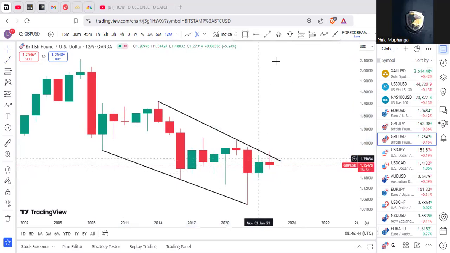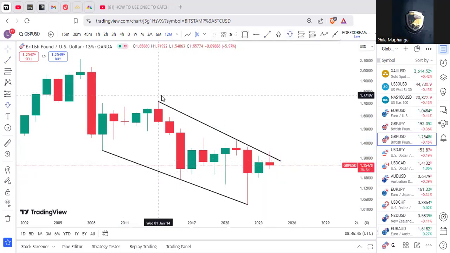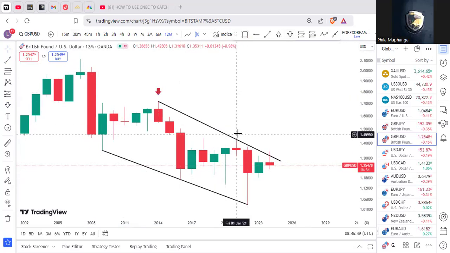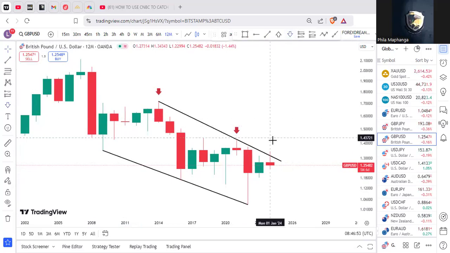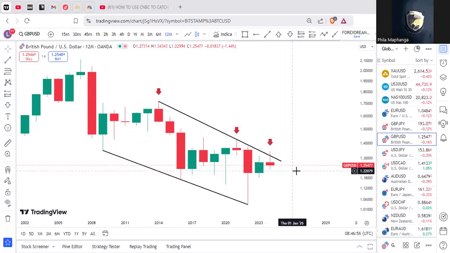This one is very much big, but you can still see. Here is your first time. Here is your second time. Where do you step in on the third touch? But this one is very huge, guys.